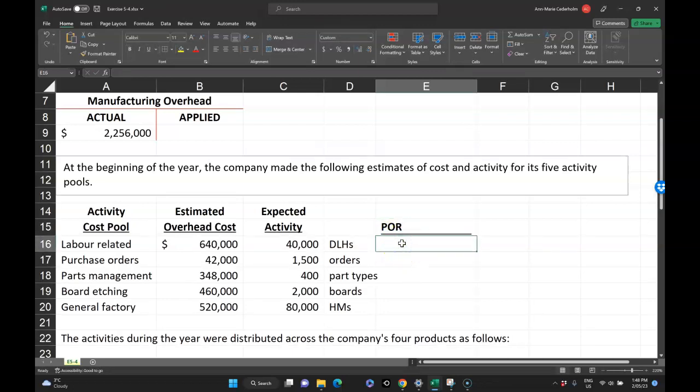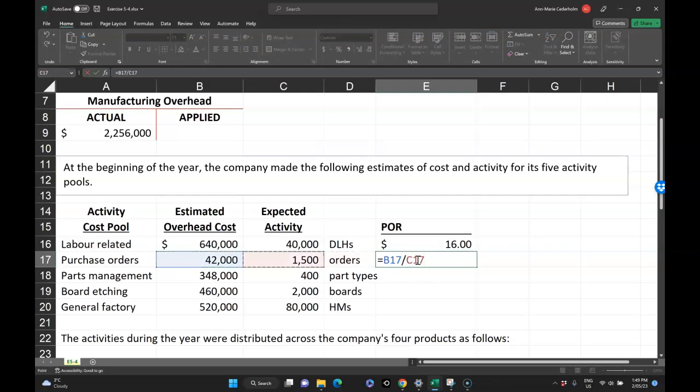So this is just very similar to job costing. What you do is you take the estimated manufacturing overhead cost and divide that by your estimated activity. So what we're saying is for 1 direct labor hour, it costs us $16. Then for purchase orders, take your estimate, 42,000 divided by 1,500, because that's how many orders we think we're going to do in a year. And then that gives me $28. So I'm going to assign $28 per purchase order.